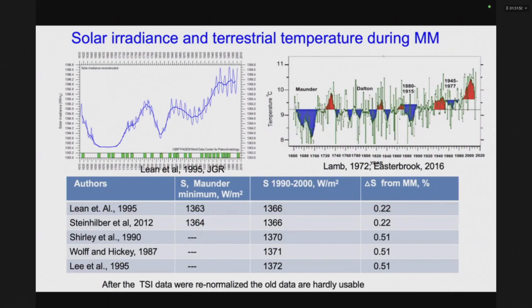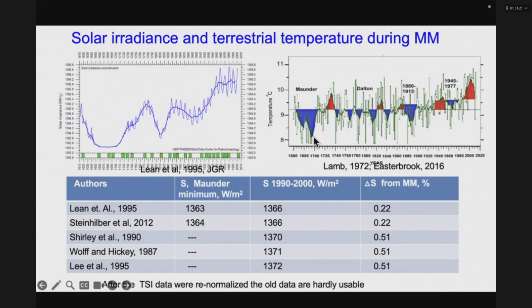And here are the results derived for how much it is reduced by Hoyt, Schatten, Lean, Shirley, and others. They mostly agree with one another. What it leads to is the graph at the top right corner. You can see the temperature variation built by Lamb and Easterbrook, 2016, which shows that during the minimum there is a strong reduction of the temperature by 1 degree on average.